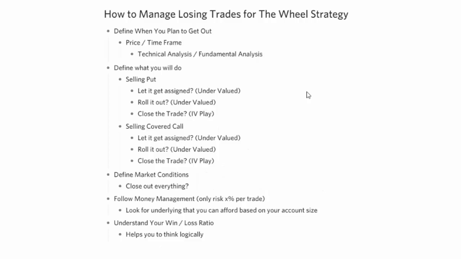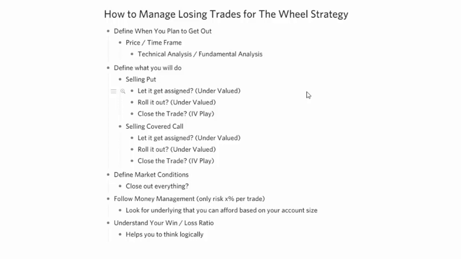So the reason we want to talk about the wheel strategy is because that is the primary strategy that I use to trade options. But a lot of the things that we're going to talk about also apply to other types of strategies as well. So the first thing we want to do is to define when we plan to get out based on price and time frame. Now this can be done by doing technical analysis and fundamental analysis. So later on in the video, I will show you a couple of examples.